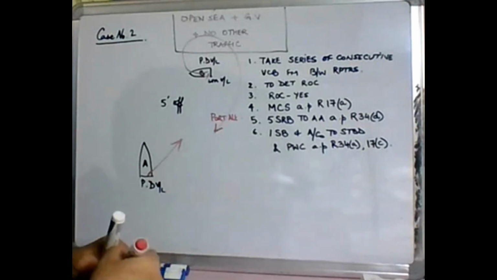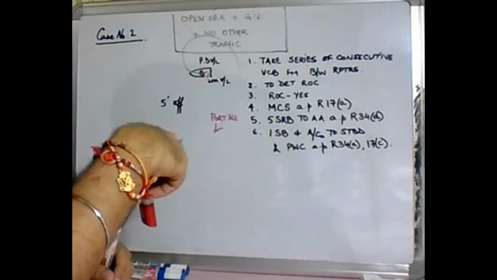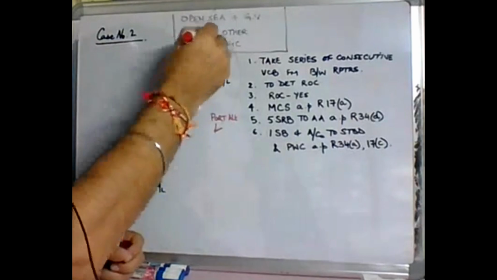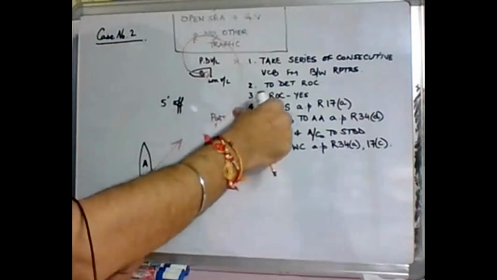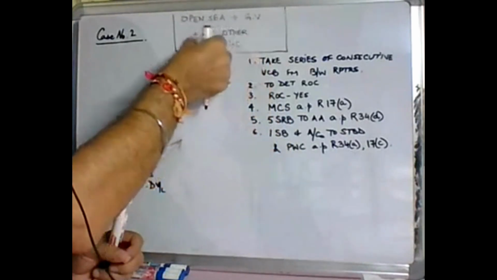The very reason why 17 Charlie prohibits you from altering to port. So you can't maro a goal chakkar. No rule says goal chakkar maro. Is that okay? Yes, sir.